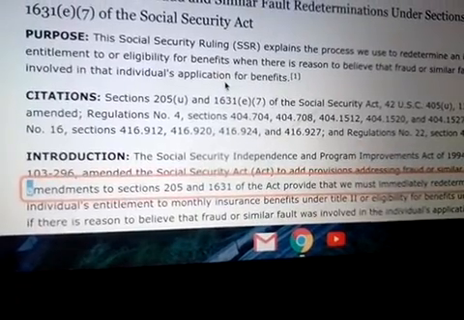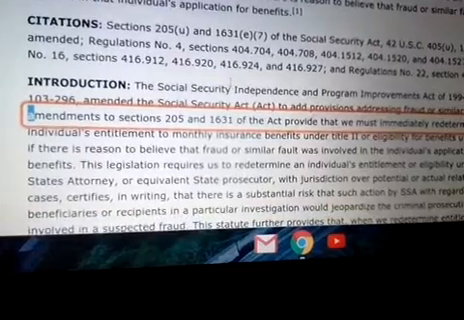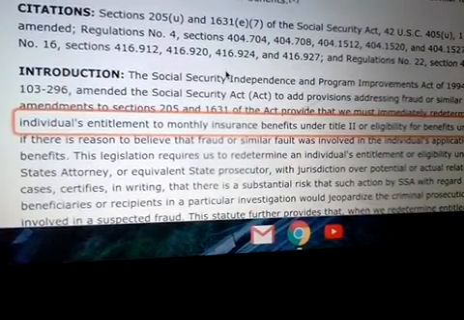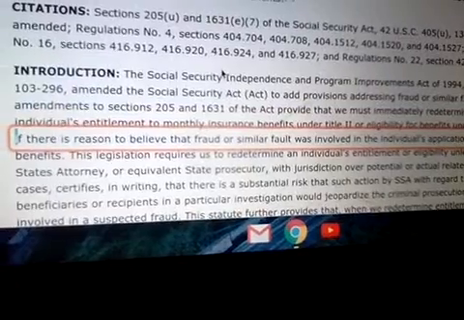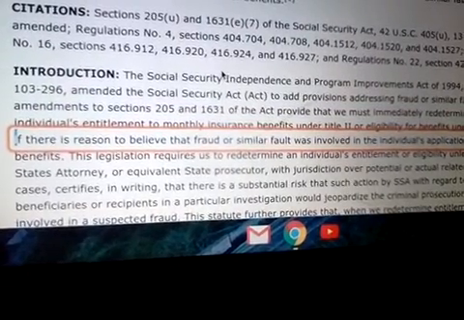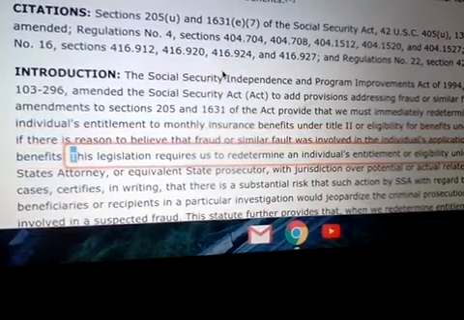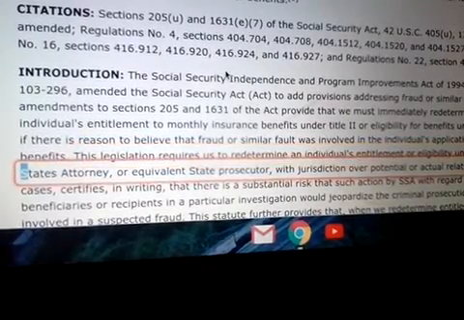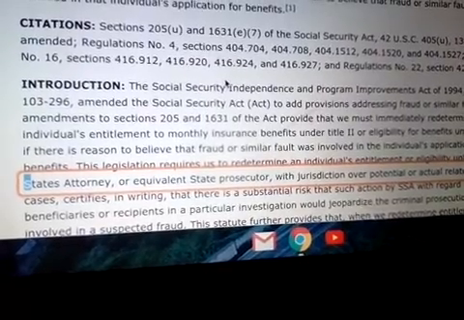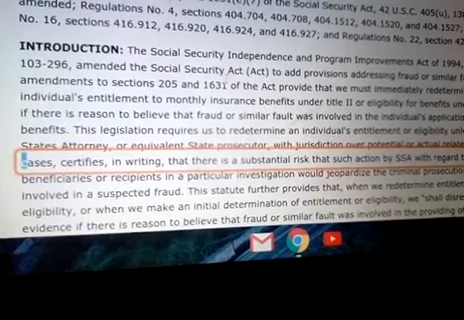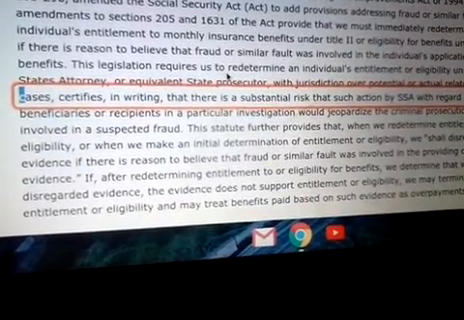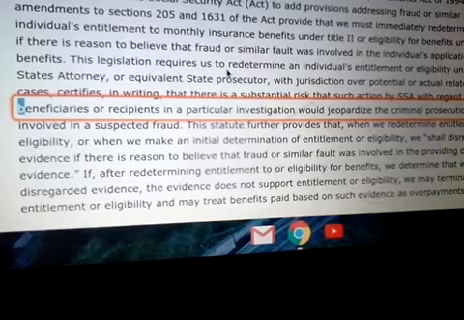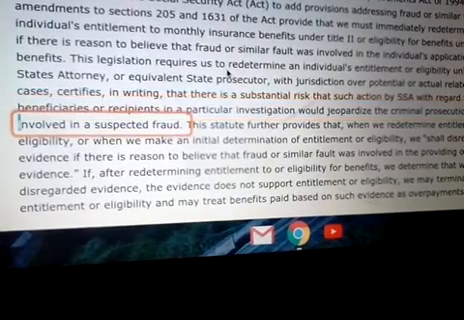These amendments to Sections 205 and 1631 of the Act provide that we must immediately redetermine an individual's entitlement to monthly insurance benefits under Title II or eligibility for benefits under Title XVI if there is reason to believe that fraud or similar fault was involved in the individual's application for such benefits. This legislation requires us to redetermine an individual's entitlement or eligibility unless a United States Attorney, or equivalent state prosecutor, with jurisdiction over potential or actual related criminal cases, certifies, in writing, that there is a substantial risk that such action by SSA with regard to beneficiaries or recipients in a particular investigation would jeopardize the criminal prosecution of a person involved in a suspected fraud.